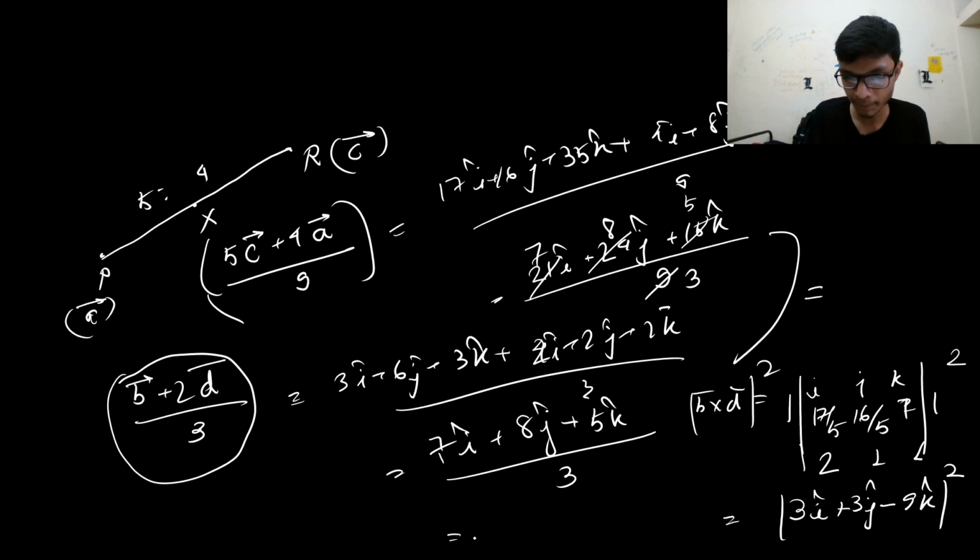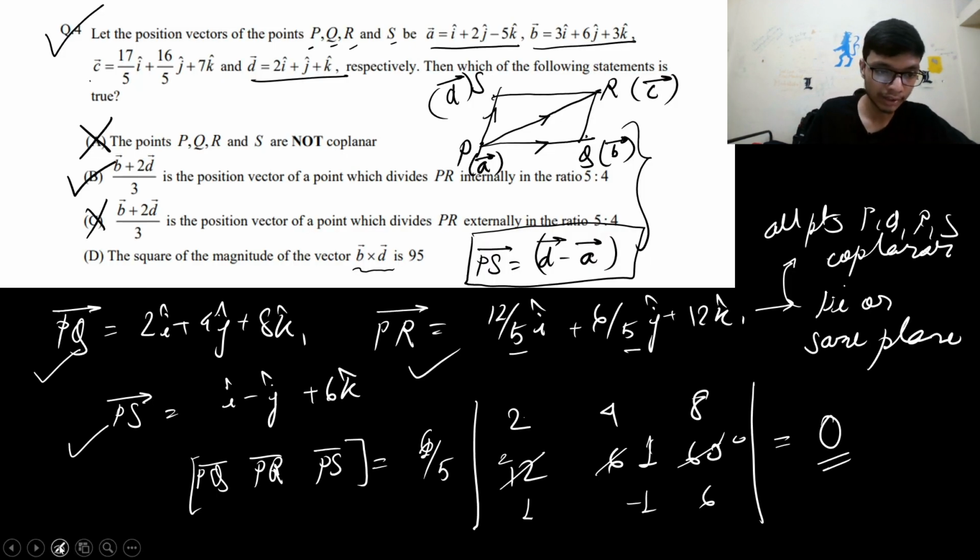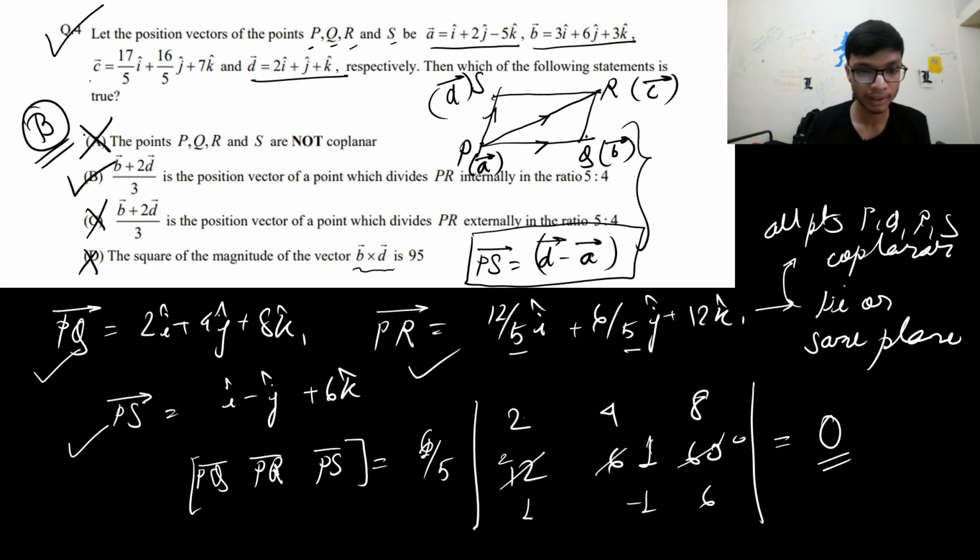That is simply 9 plus 9 plus 81, so this will become 99. But the option says it is equal to 95, so that is again a wrong option. So the only correct option in this problem is option B. I hope it is clear that the right answer to this question is option B.